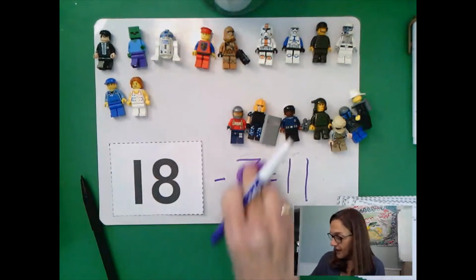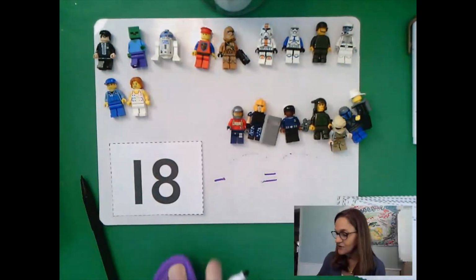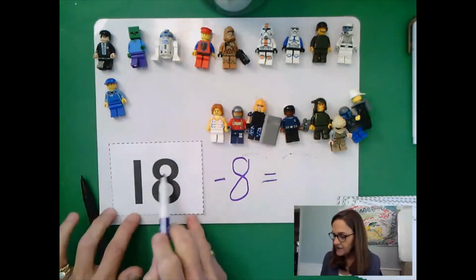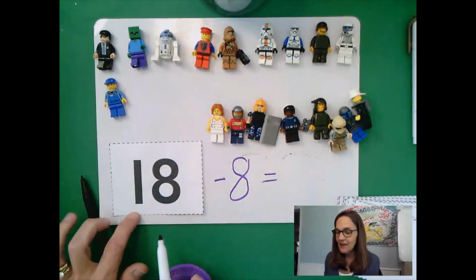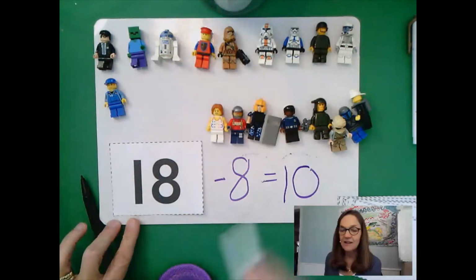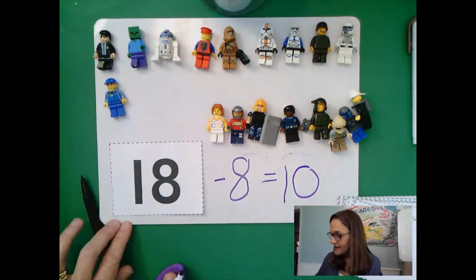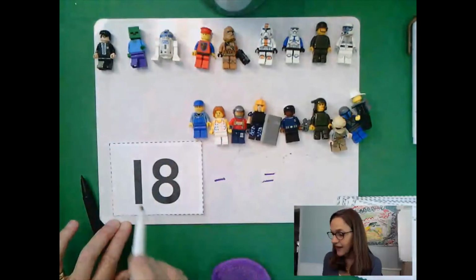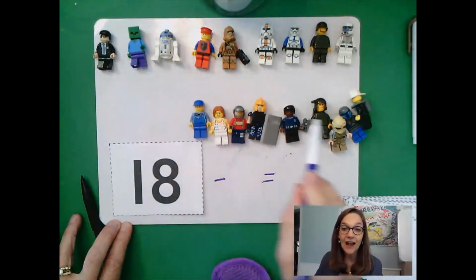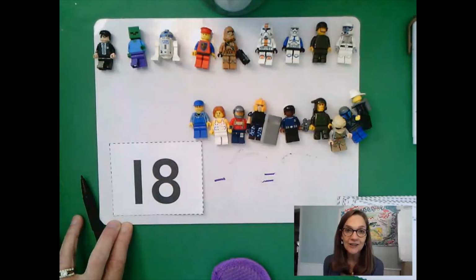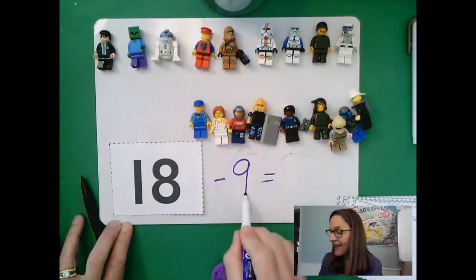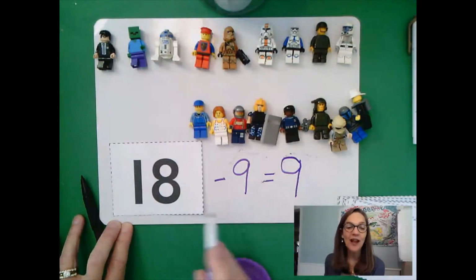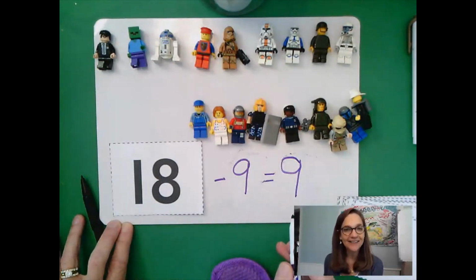Okay? If I have 18 Lego characters and I take away 8, then I'm left with 10. Okay? If I have 18 Lego characters and I take away 9, that's like 18 kids in our class and 9 of them are on vacation. How many are left? 9. That's a double. 9 plus 9 is 18. 18 take away 9 is 9.